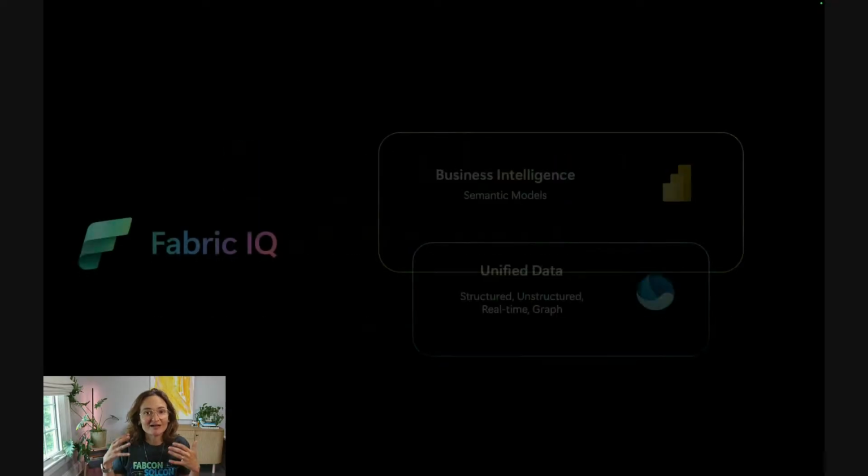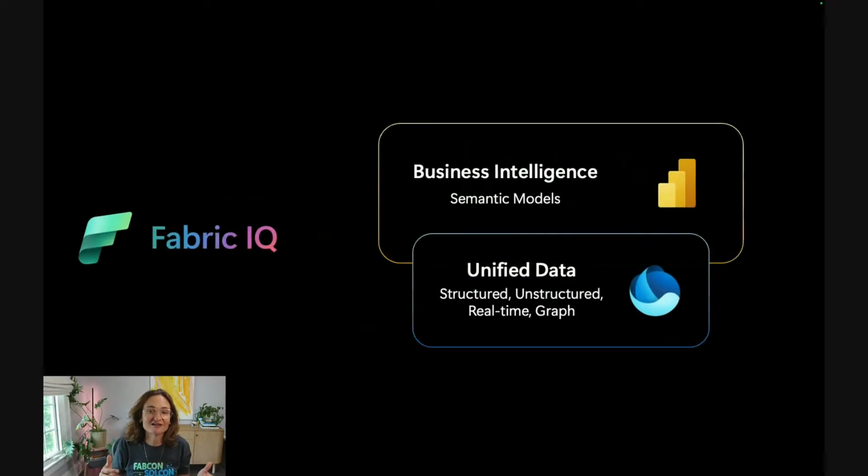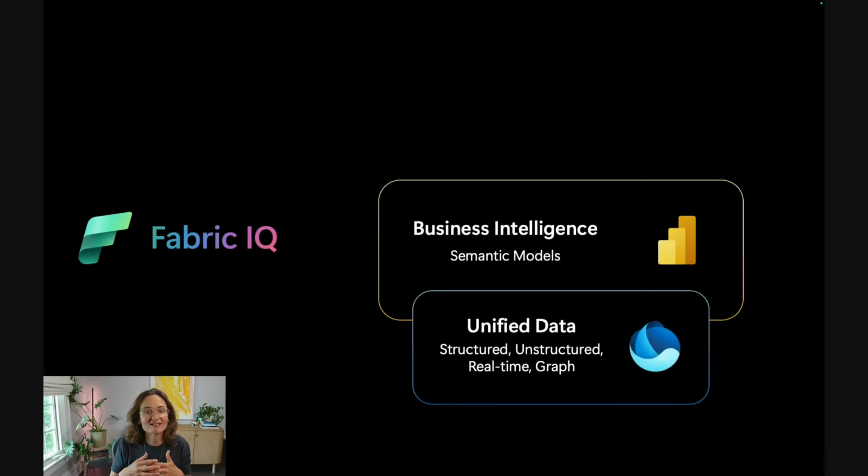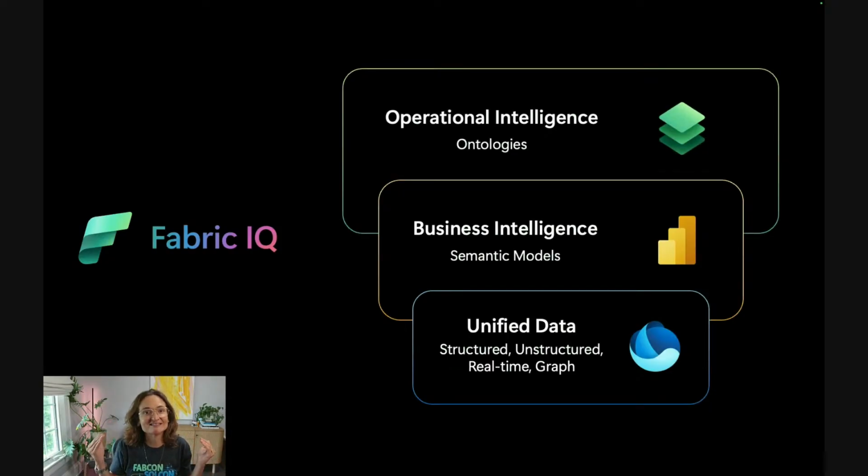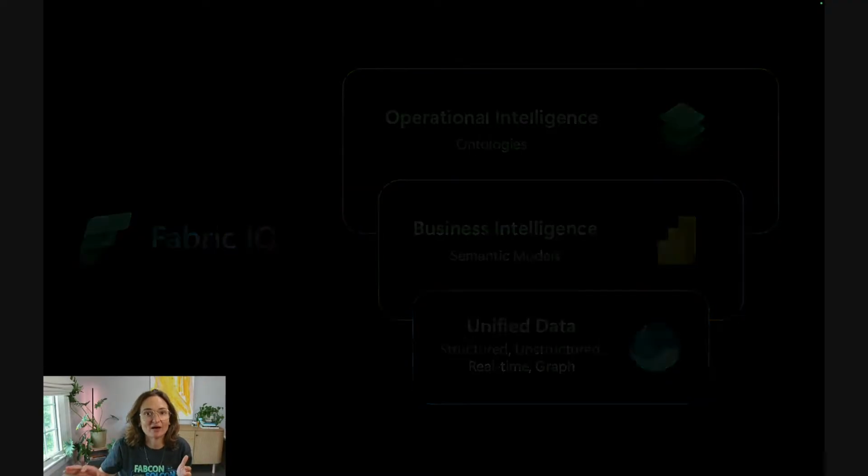And so, you have these Power BI semantic models, but we can take it a step further. And that's where ontologies come in. And this takes it from business intelligence to operational intelligence. What happened to what's happening right now?